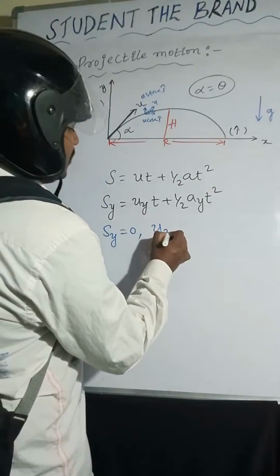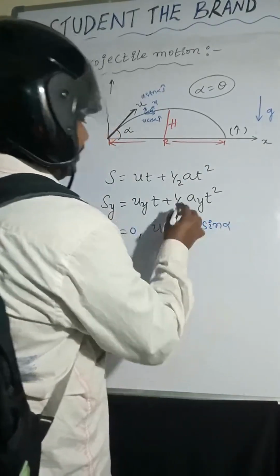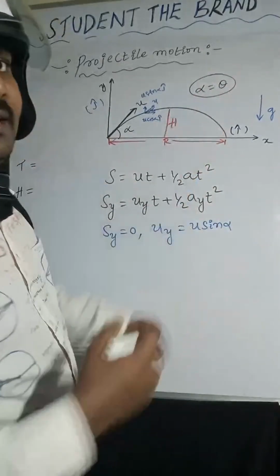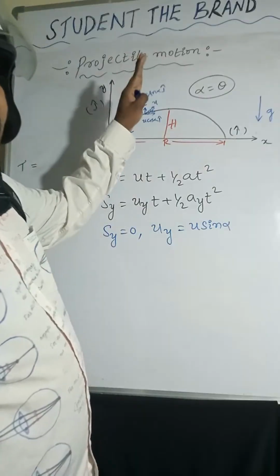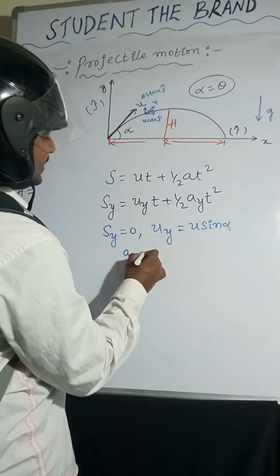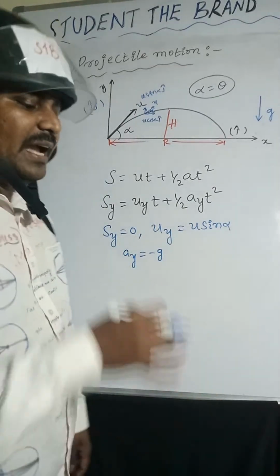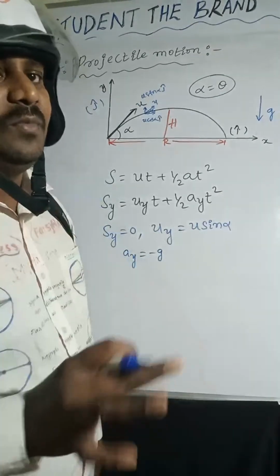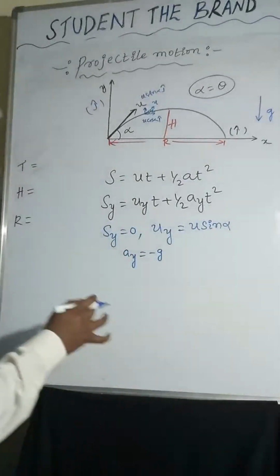And uy equal to u sine alpha. As I said, alpha equal to theta, so you can take theta here also, no problem, but I am taking alpha. Now ay equal to minus g. Anyway, t is t only, no changes. Time will not change; time will be the same.